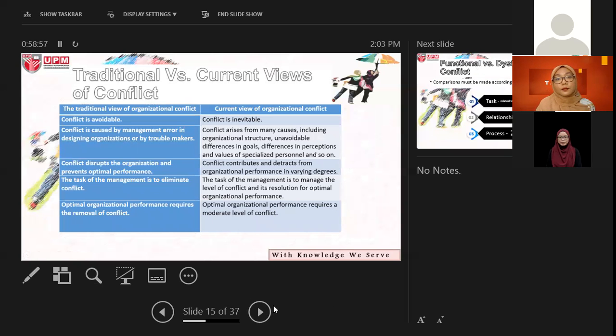Okay, so these are the differences between the traditional versus current view of conflict. As what I said, even though the name is traditional conflict, but still there are people who keep these views until now. Ada lagi contohnya, if you heard about child marriage banning in Malaysia, should we implement the child marriage ban or shouldn't?